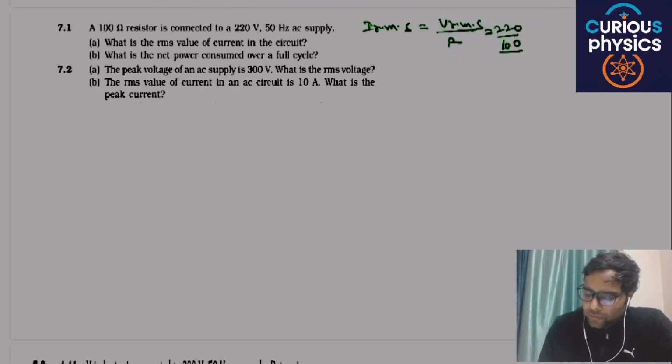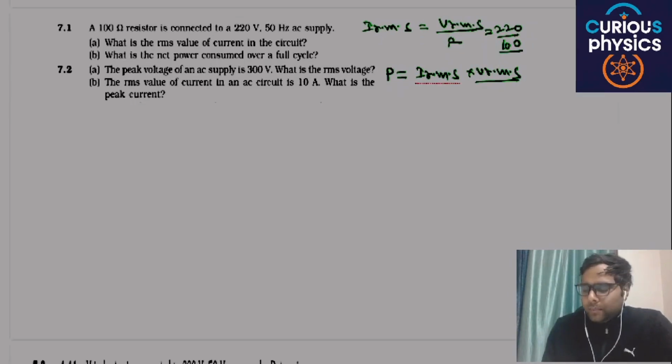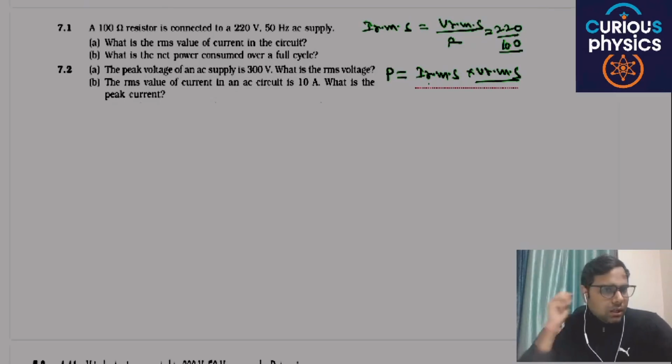What is the net power consumed over a full cycle? What will be the power? In the case of a resistive circuit, we know that it is IRMS into VRMS. Okay, so this is the answer to the first question. Always remember the power consumption takes place along the resistance, and the value is IRMS into VRMS. Are you able to understand my point or not?